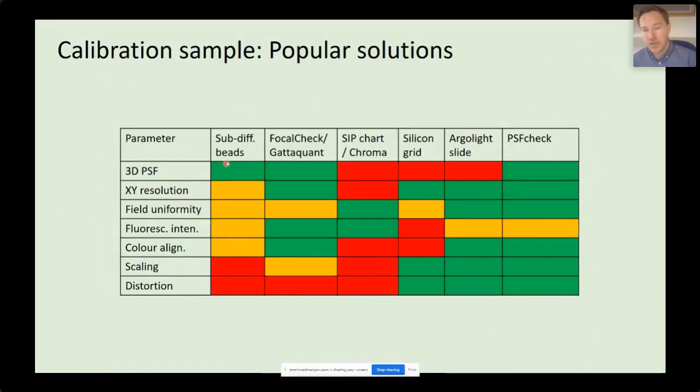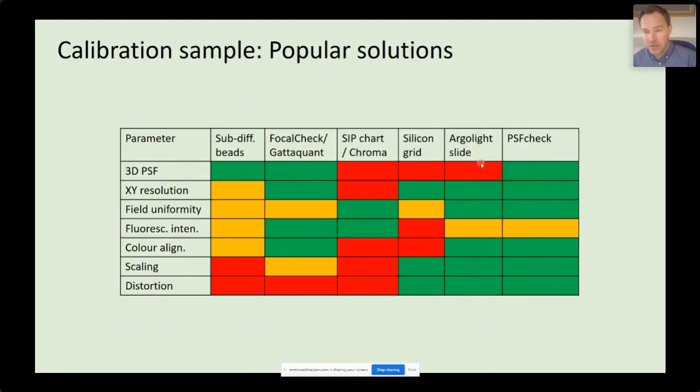So basically, there's no one solution that performs all of these measures, and typically people will pick a couple of different ones. So they might use focal check beads to get the 3D PSF. The green here implies you can get a quantitative measure, the yellow a qualitative measure, and the red implies you can't use it for that measurement. So you might use, as I say, a bead for the 3D PSF, and then maybe a chroma slide, for example, to get the field uniformity. And these are the most popular solutions we have.